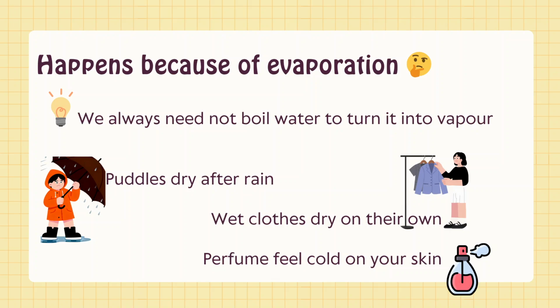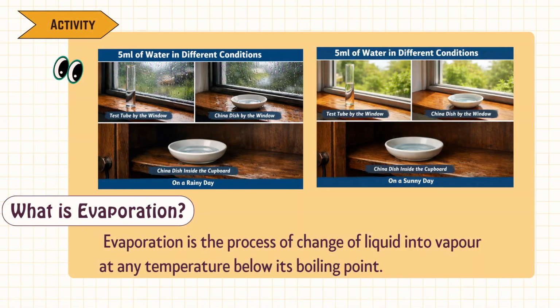We do not always need to boil water to turn it into vapor. Puddles dry after rain. Yes, wet clothes dry on their own. Perfume feels cold on your skin. Evaporation is the process of change of liquid into vapor at any temperature below its boiling point.